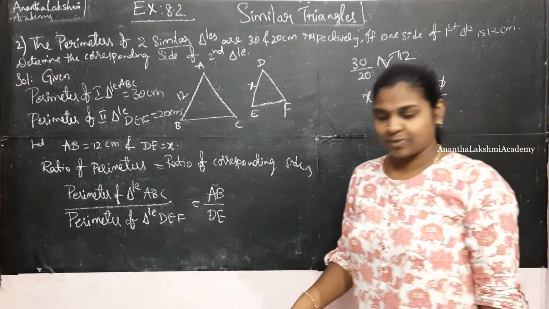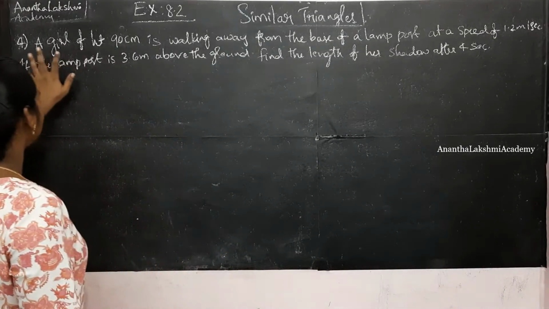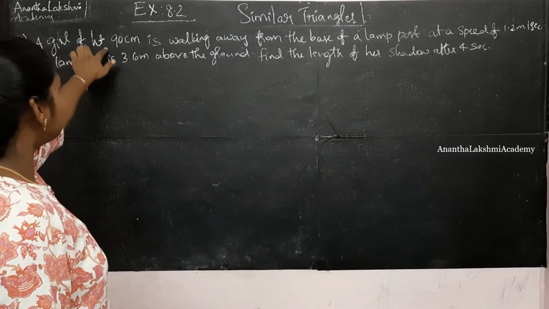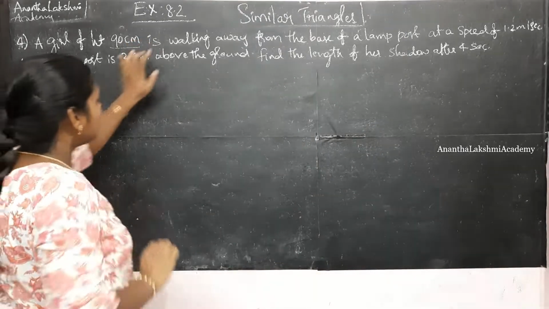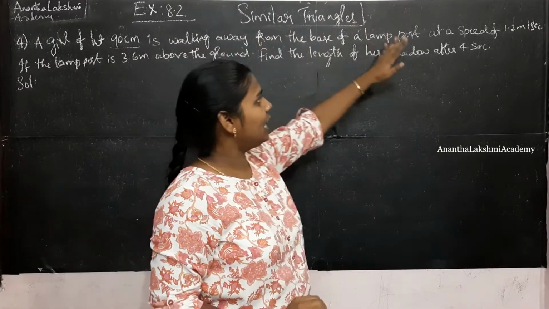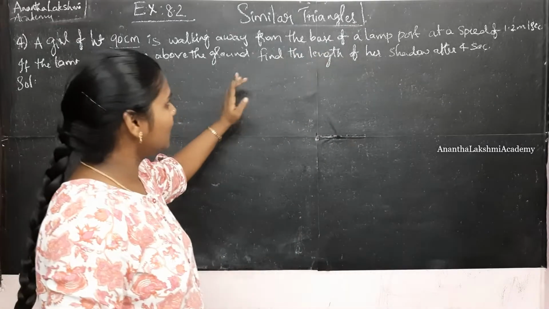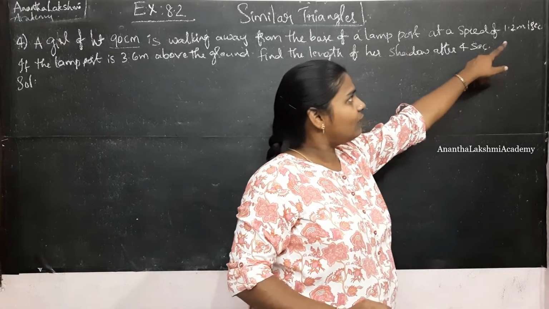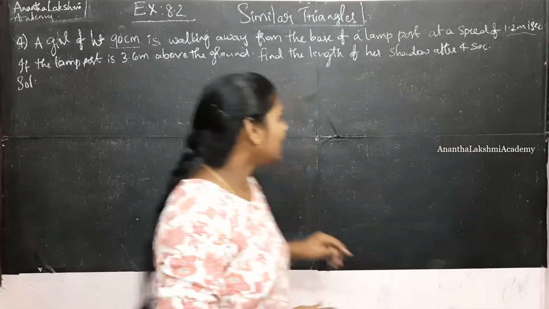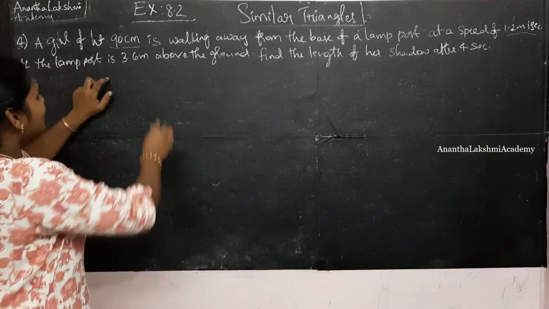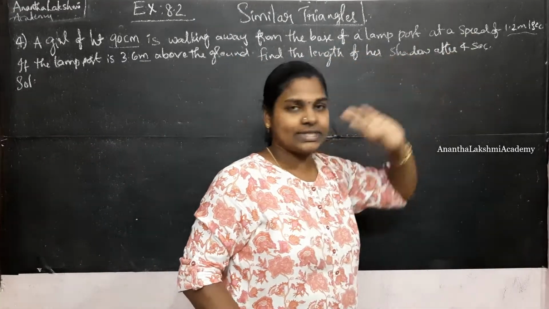Let's jump into the next problem. So here I have the fourth problem written on the board. Let me read out the problem for you. A girl of height 90 centimeters, read it carefully, 90 centimeters is given, is walking away from the base of a lamppost. So if the lamppost is here, she is trying to walk away from the lamppost, at a speed of 1.2 meters per second. Here it is meters per second. If the lamppost is 3.6 meters above the ground, find the length of her shadow after 4 seconds.